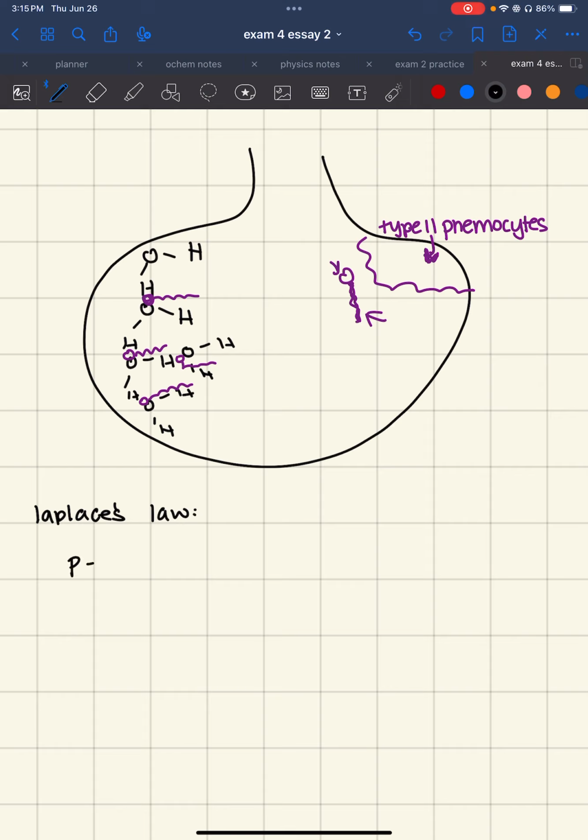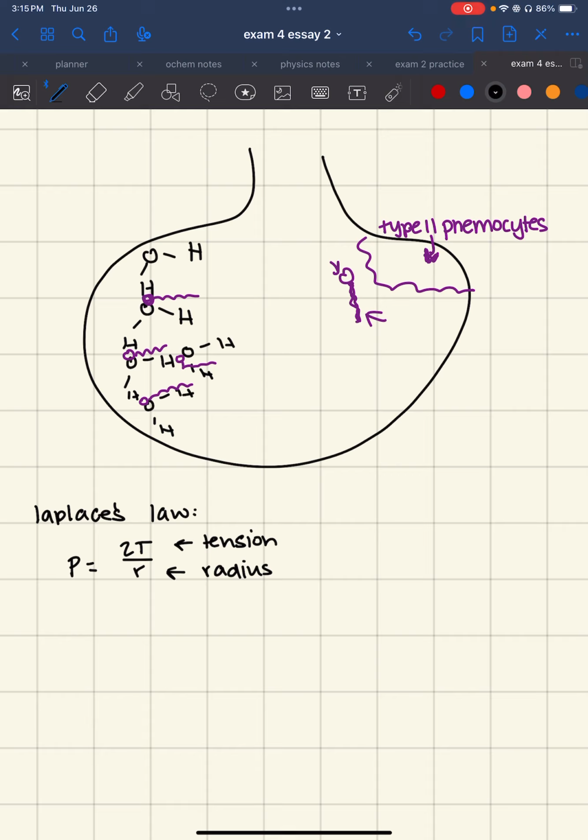Which says that pressure in the alveolus is 2T over R. And T stands for tension, like surface tension from water, and R stands for the radius of the alveolus. Right. So the pressure in the alveolus is actually what is going to create that pressure gradient that allows us to inhale or exhale. And so if we have a really big alveolus, it's going to be easier to inhale because the pressure will be lower. But it's harder to exhale because it's harder to get that air back out of our lungs because the pressure is lower, just because the alveolus is bigger, right?